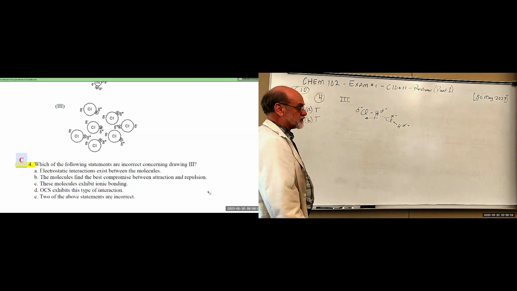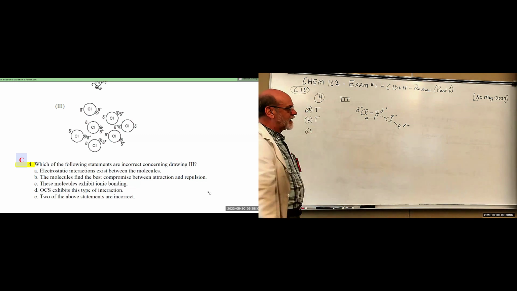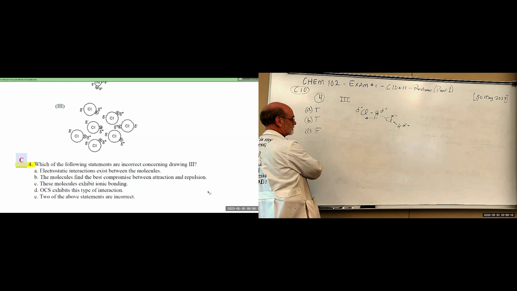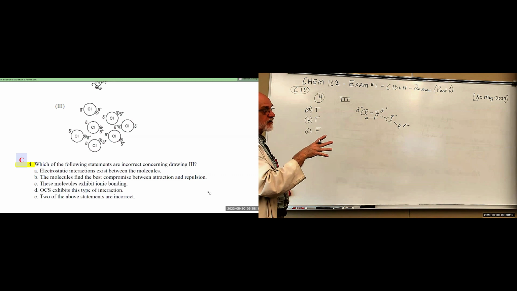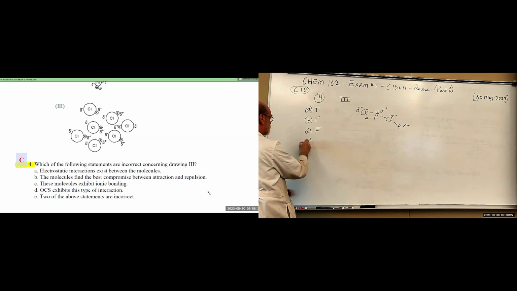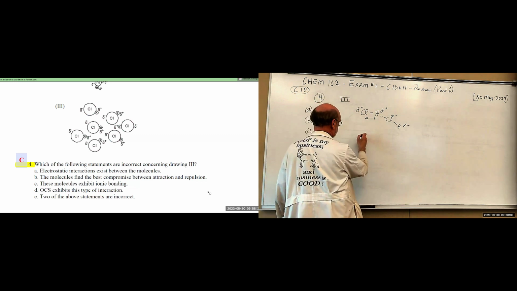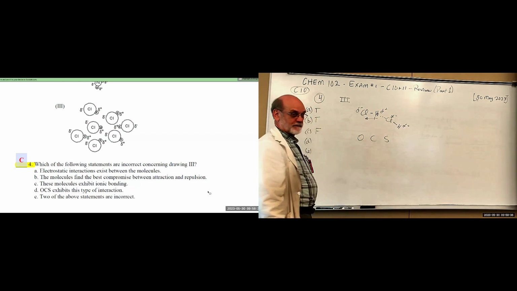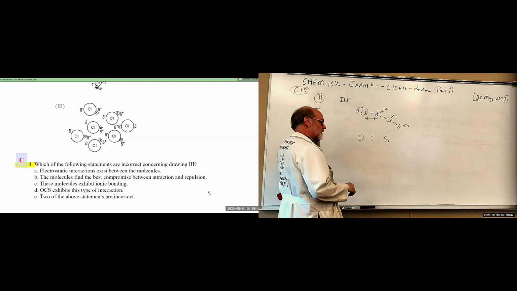So B is true. These molecules exhibit ionic bonding. Are there any ions there? No, I don't think so. So that was false. Okay. Since E says two of the above statements are incorrect, then we've got to go all the way down to D to see if E is valid. OCS exhibits this type of interaction. What is OCS? Oxygen, carbon, sulfur, in that order. So what would be their Lewis dot structure?